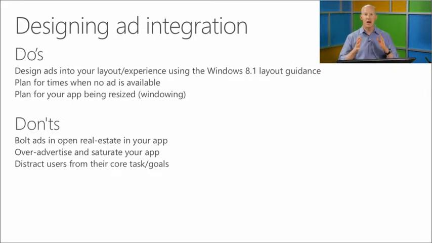And then plan for your app to be resized. So your app's going to be resized, and maybe that really long ad that looks great full screen needs to be substituted with another size when you're at other window sizes. And then don't bolt ads onto any real estate in your app, and don't oversaturate your app. And don't do advertising in a way that distracts from what your app is great at. It should just feel like a seamless integration into your scenario and the way that your app works.